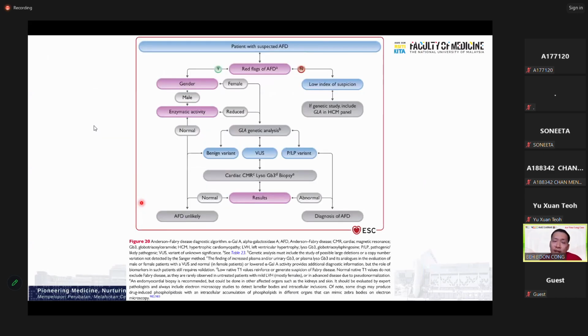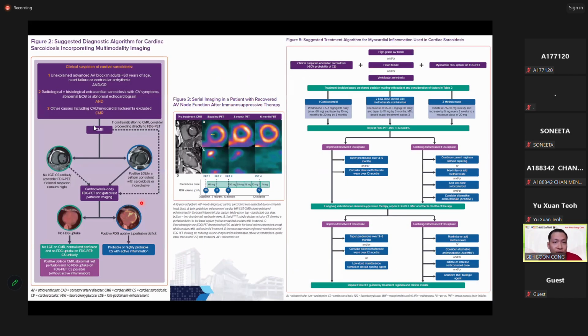Okay, so Anderson Fabry disease is rare, not common in Malaysia. This is just for your knowledge only, you have no need to remember. Next is cardiac sarcoidosis. I think this one we discussed about 2 weeks ago in the medical CME. These are also rare, but we always miss this group of patients. Why? Because sarcoidosis can mimic anything. It can be from head to toe. Any part of the body can have sarcoidosis, and it's a great mimicker.